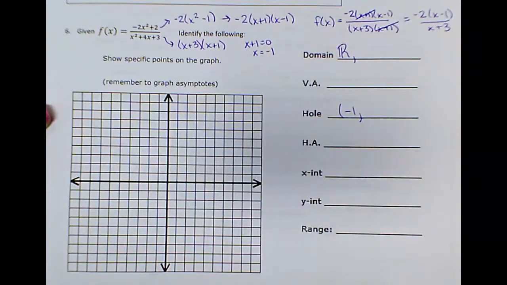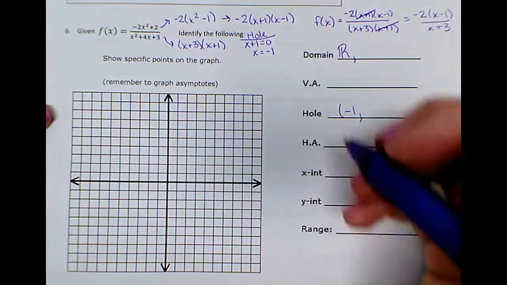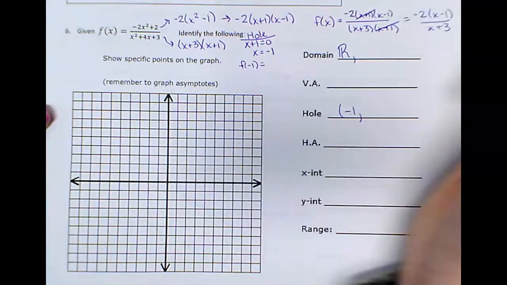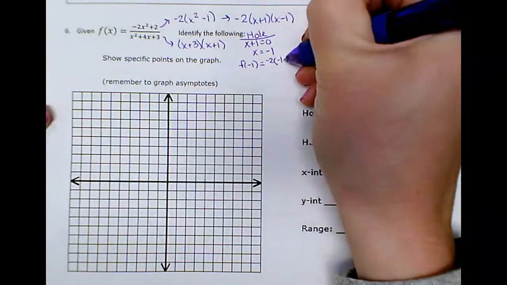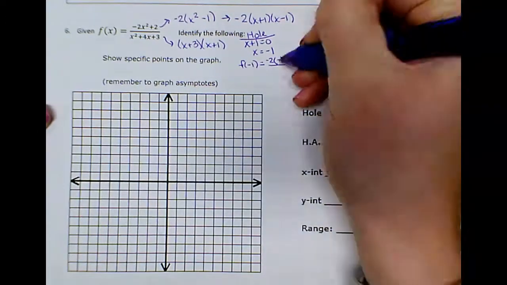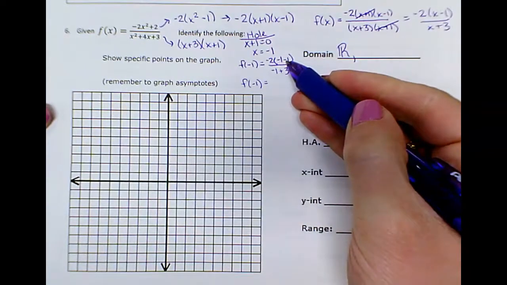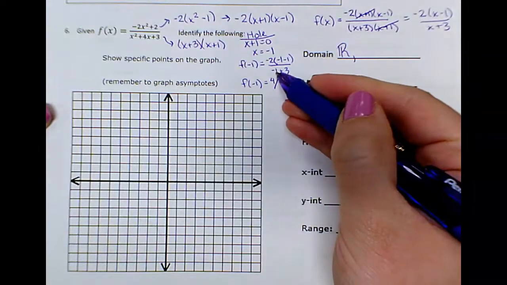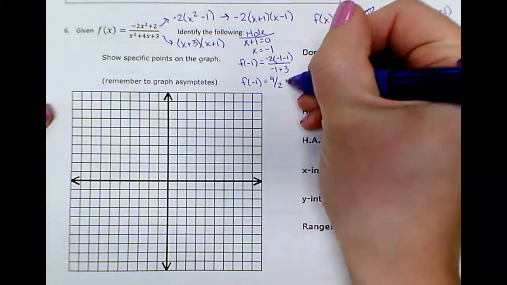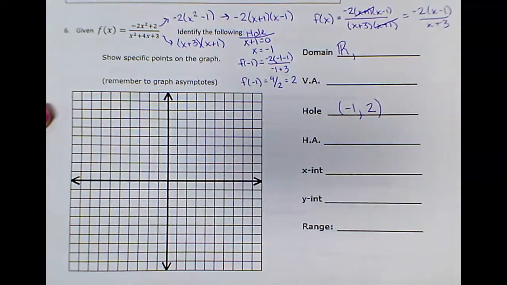If I substitute that -1 back into the function, this is where I'm finding the hole, by the way. This is the work for the hole. I'm going to find that f of -1 equals -2 times -1 minus 1 over -1 plus 3. -1 minus 1 is -2. -2 times -2 is 4. -1 plus 3 is 2. So the f value, the function value, is 2. And that's how you find the hole.